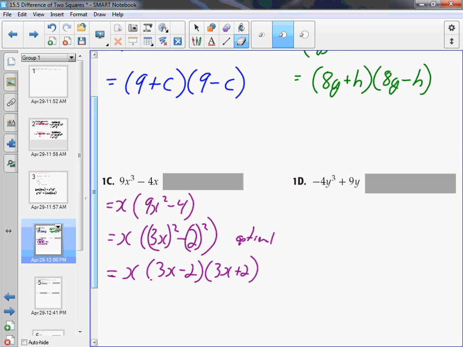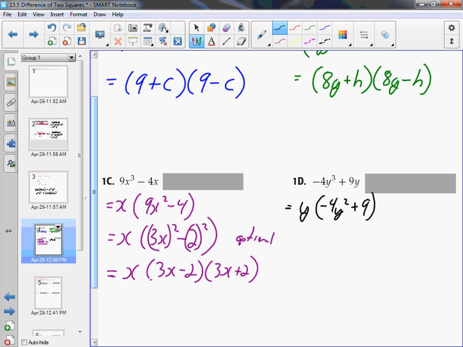Blank stares don't tell me much. They make sense? All right, look at the last one of these four. Not perfect squares. In fact, it's not even a difference. What can I factor out of both those terms? Y. Now watch this. If I factor out a y, when I do negative 4y cubed divided by y, I get negative 4y squared. And then 9y divided by y, I get a positive 9. Those could be squares, couldn't they?